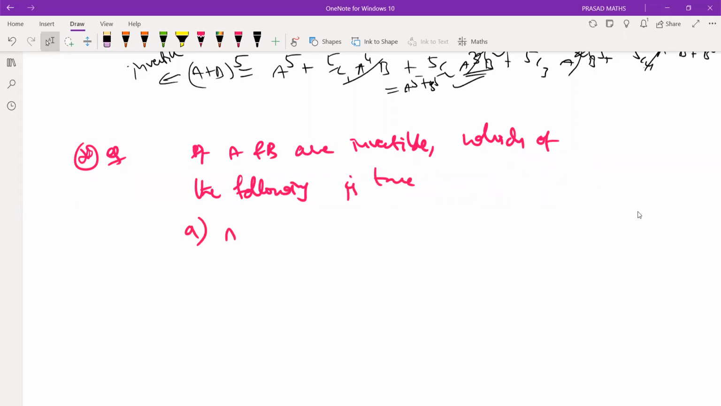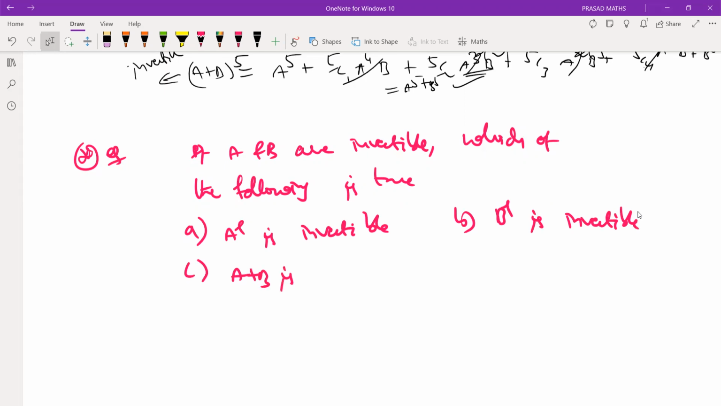First one, A inverse is invertible. Second one, B inverse is invertible. Third one, A plus B is invertible. Fourth one, A inverse plus B inverse is invertible.